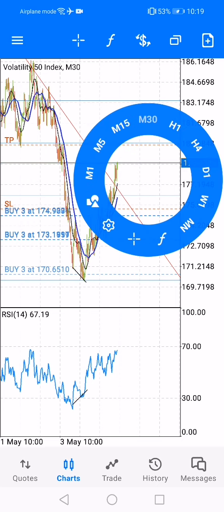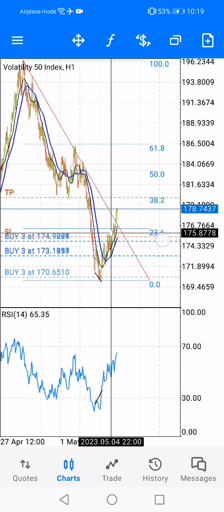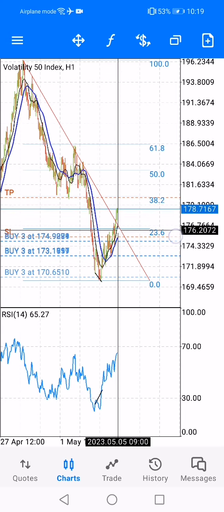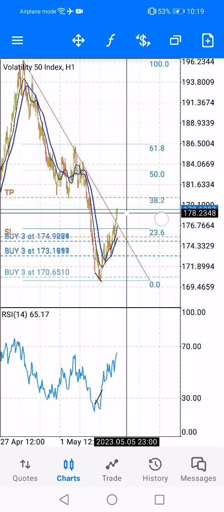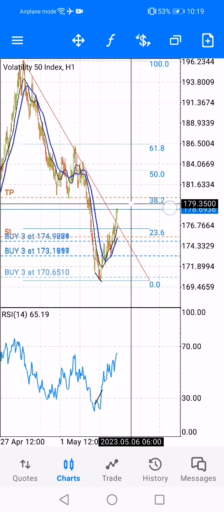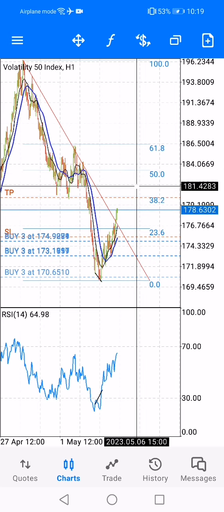Depending on how you have analyzed this, you can put your take profit at 23.6. You are still going to make profit. You can put it here or you can put it above here and keep moving your stop loss, or just use a trailing stop, and then once the price breaks this, you will know that you are going to benefit even more. So that's what this strategy is all about.